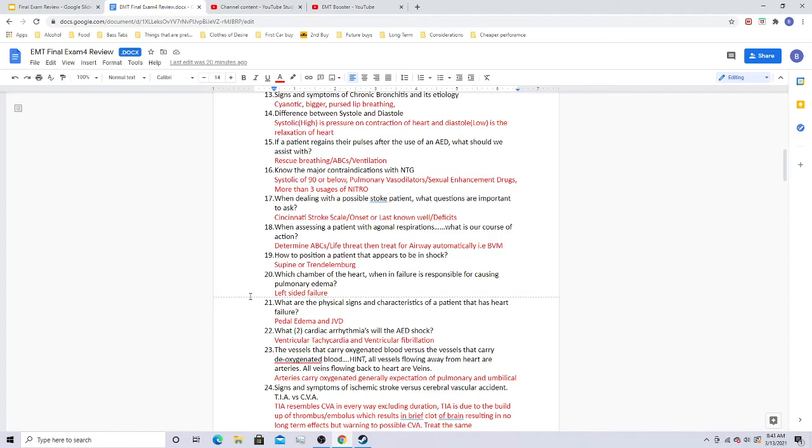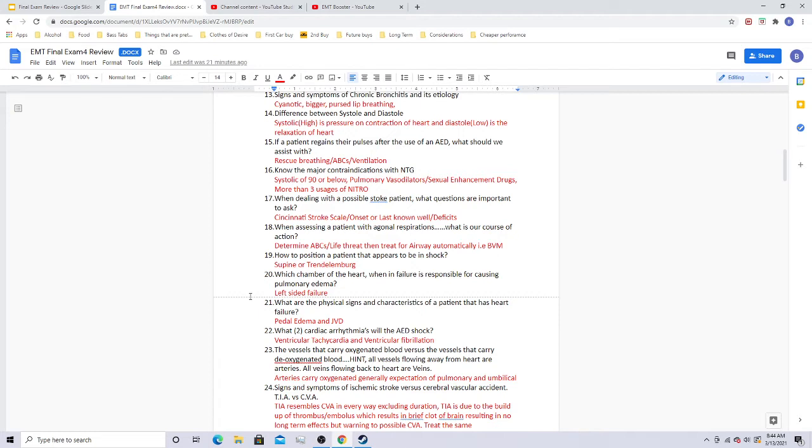When assessing a patient for agonal respirations, what is the course of action? Determine ABCs, life threats, and treat the airway automatically with a BVM. Agonal respirations are always ineffective. And generally when you see this, especially in trauma victims, it's not a very good sign. It normally means they're getting to the later signs of whatever they're experiencing, and it's very bad.